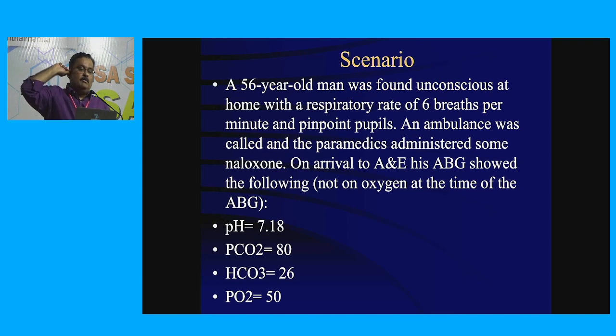A 56-year-old man was found unconscious at home with a respiratory rate of 6 breaths per minute and pinpoint pupils. An ambulance was called and paramedics administered some naloxone. On arrival to the emergency department, his ABG showed the following: pH of 7.18, PCO2 of 80, bicarbonate of 26, PO2 of 50. Very good.